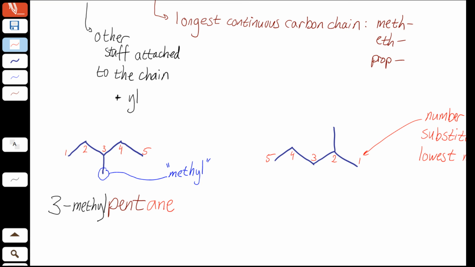So then this becomes 2-methylpentane. See that? So now we have a unique way of talking about both structures. Okay, let's try another one. What happens if you have multiple substituents? So let's take this one.